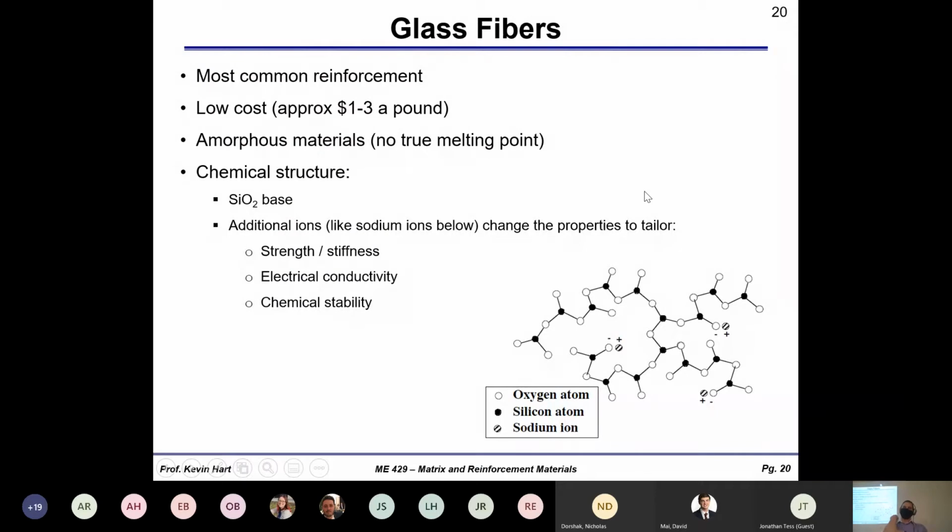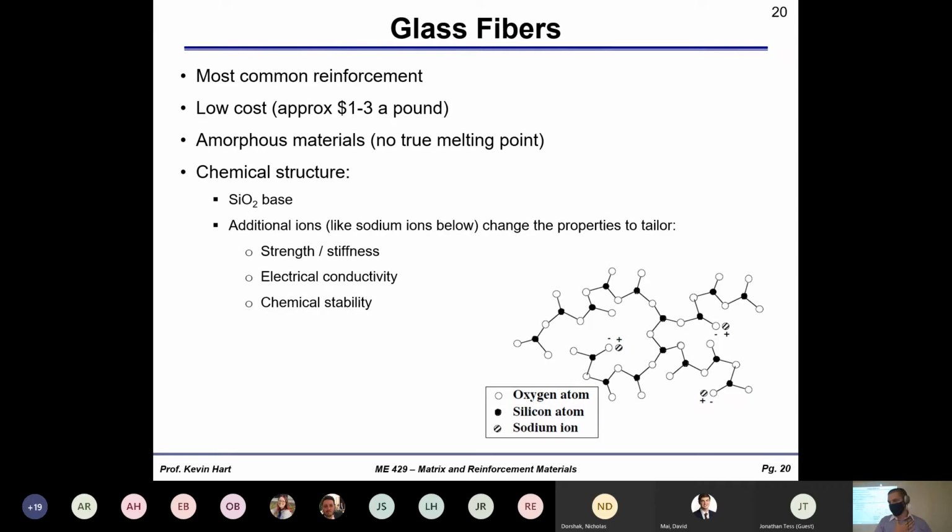Now let's talk a little bit more specifically about some of the most important reinforcement materials that you'll see in the world, specifically glass and carbon fiber. Glass fibers are amorphous ceramics. Glass is by far the most common reinforcement for fiber reinforced composite materials. It's generally cheap, it's generally low density, and it has high temperature and chemical resistance. That makes it a really good choice for a reinforcement phase.